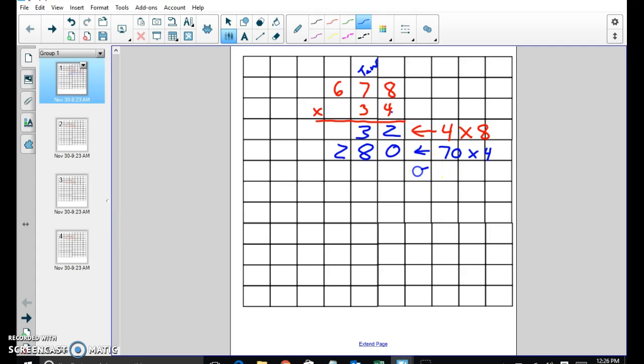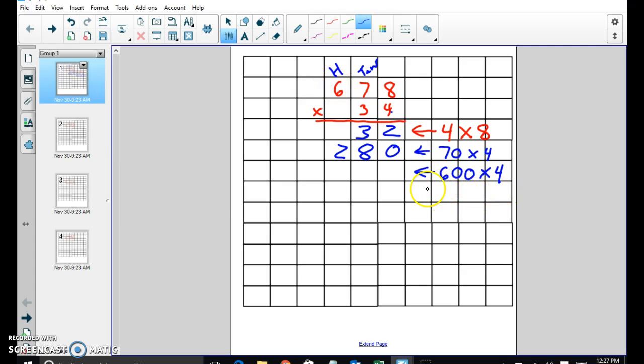Alright, so next one. Let's do this 6 times the 4, but remember, that's in the hundreds place. I'll just put an H. So it's not just 6, it's 600 times 4. And once again, it's a 600 because that's in the hundreds place.